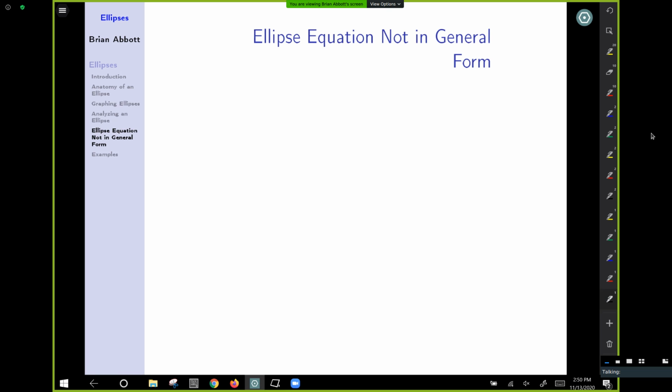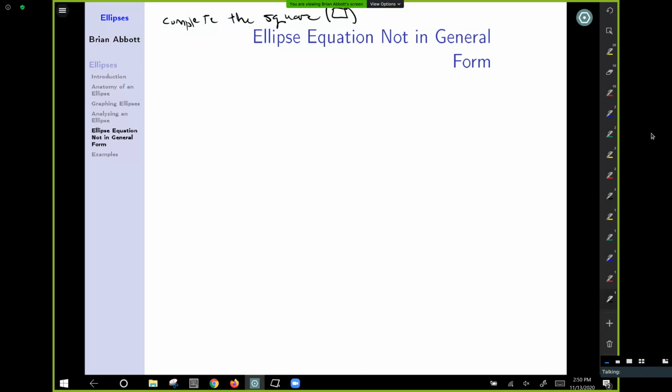All right, so let's start with a blank slide here and let's talk about what to do if you're given an ellipse equation and it's not in general form. And the answer there is we're going to need an old skill, completing the square. I'm going to be lazy and I may abbreviate complete the square by drawing a square in the future.